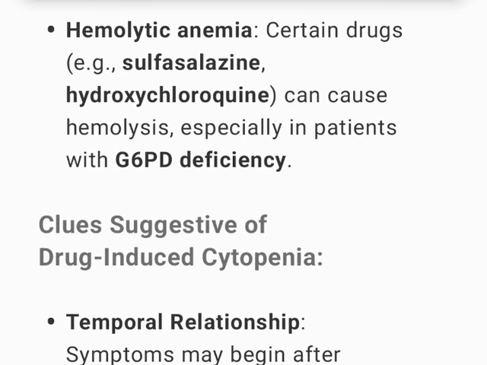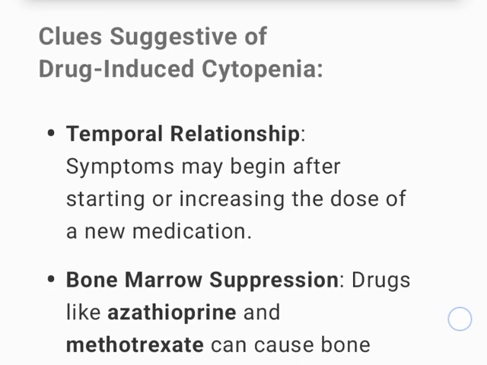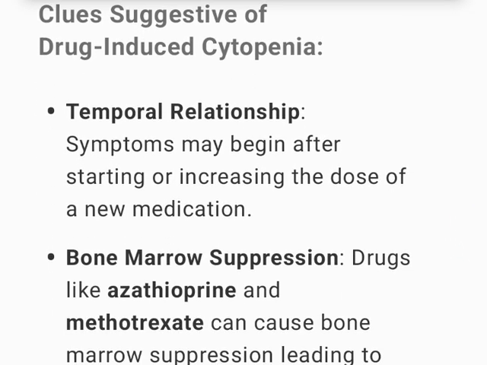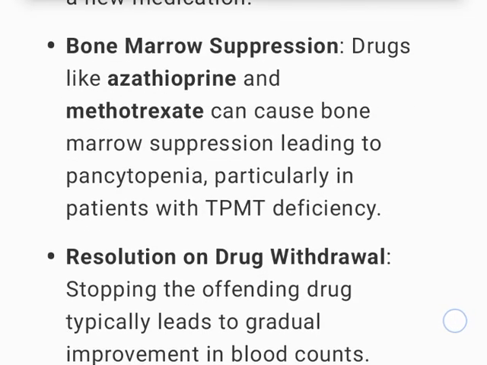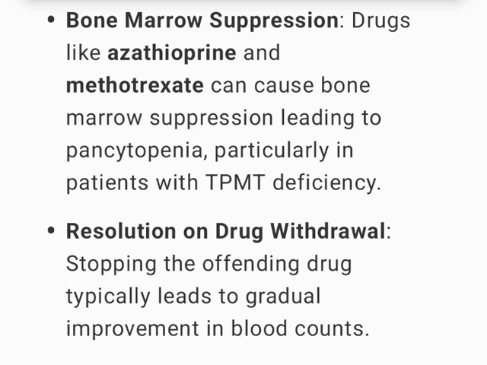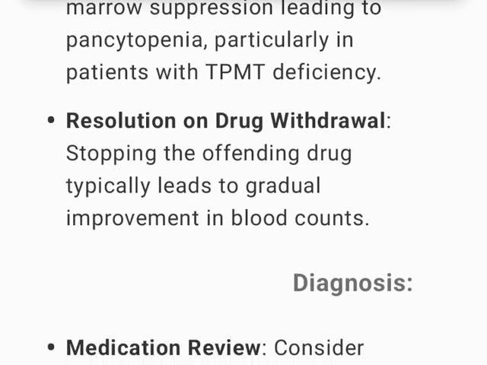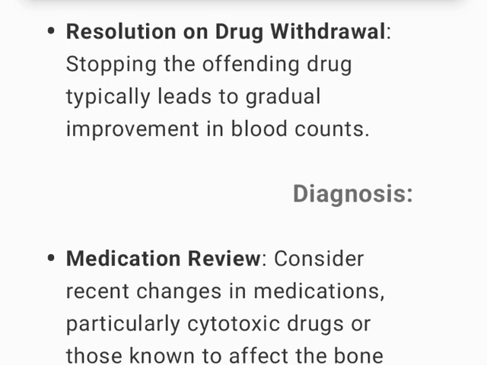Hemolytic anemia: certain drugs, e.g. sulfasalazine, hydroxychloroquine, can cause hemolysis, especially in patients with G6PD deficiency. Clues suggestive of drug-induced cytopenia. Temporal relationship: symptoms may begin after starting or increasing the dose of a new medication. Bone marrow suppression: drugs like azathioprine and methotrexate can cause bone marrow suppression, leading to pancytopenia, particularly in patients with TPMT deficiency. Resolution on drug withdrawal: stopping the offending drug typically leads to gradual improvement in blood counts.